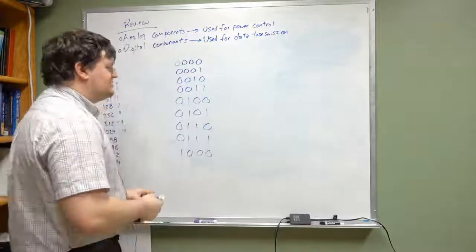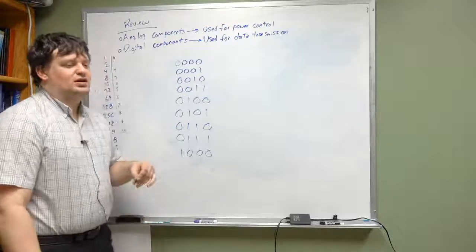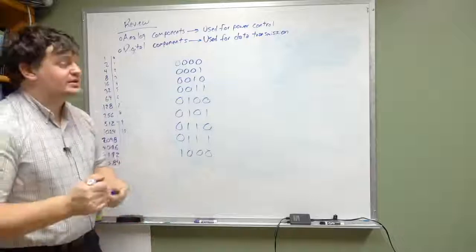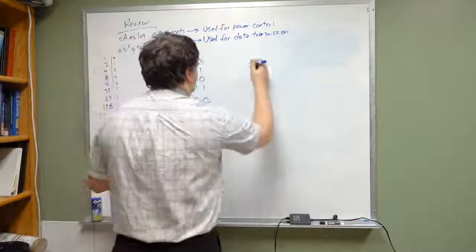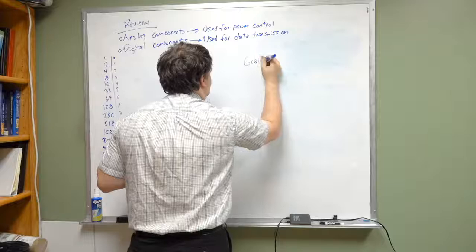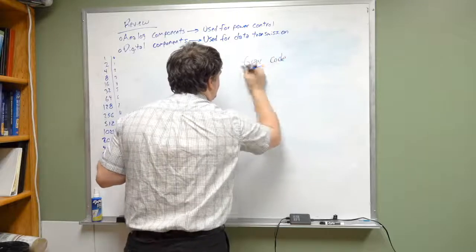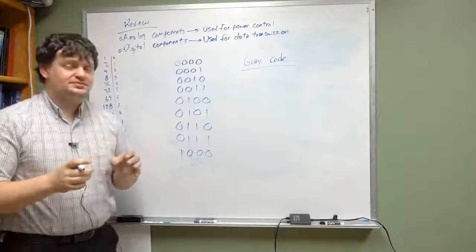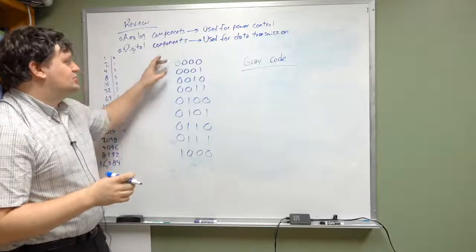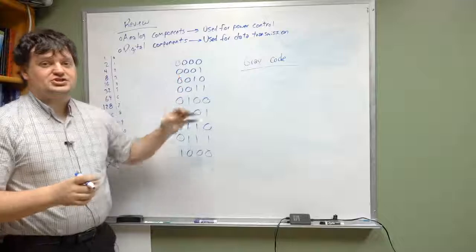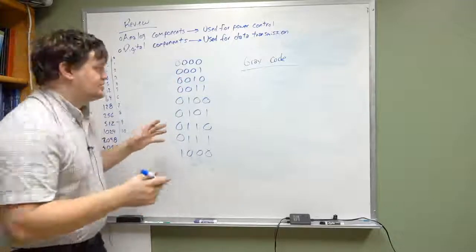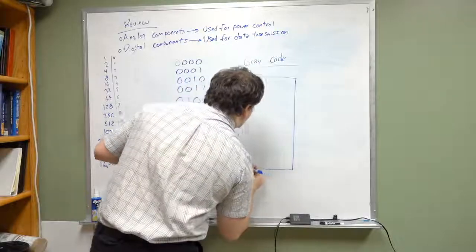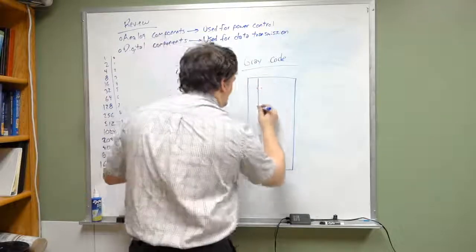But there is a different way of conveying numbers. This is just standard binary, but there's something called gray code. The idea behind gray code is that you don't want to have to change a number of digits here. So I'm going to convey these as a series of dark and light blocks.